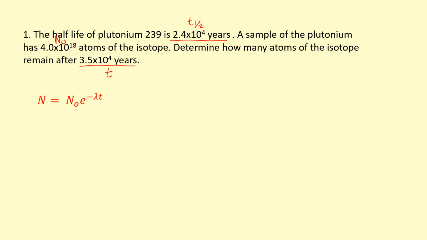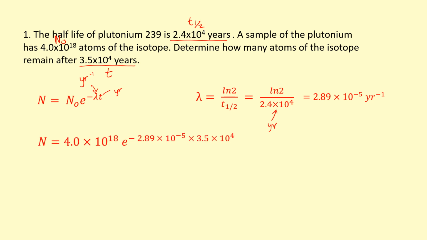We don't have lambda, the decay constant, but we can use ln2 over the half-life. I'm going to stay in years here, because that means I get the decay constant in per year, but that's okay, because if the decay constant is in per year and we use our time in years, they'll cancel out, so the exponent will be unitless. I'm putting in my initial number of isotopes, my decay constant and my time. I get the number of atoms left is 1.5 times 10 to the 18 atoms, which makes sense because that's less than what we start off with.